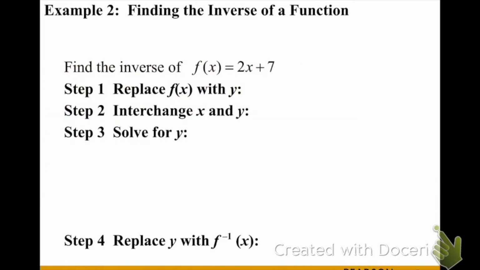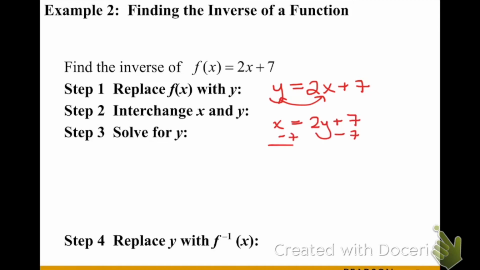For example, let's consider the function 2x plus 7. We're going to try to find its inverse. To start with, we replace the f of x with y, so we get y equal to 2x plus 7. From there, we swap the locations of the x and y variables, giving us x equal to 2y plus 7. And then we get y by itself by subtracting over the 7 and then dividing by 2.